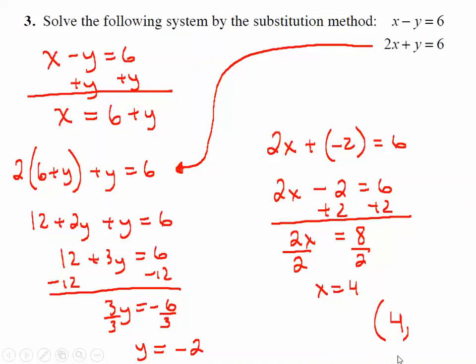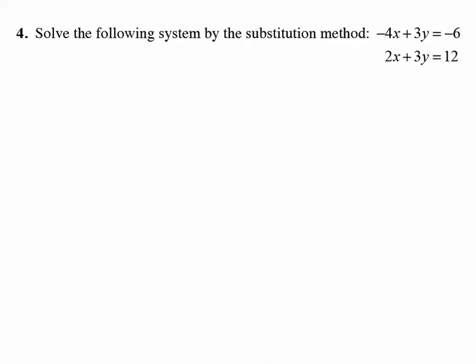Don't forget though, x has to go first, then the y value. No matter which one you found first, it doesn't matter, but it's x comma y. Okay. Number 4. Number 4 is now a weird one here. You'll see it on the homework as well.